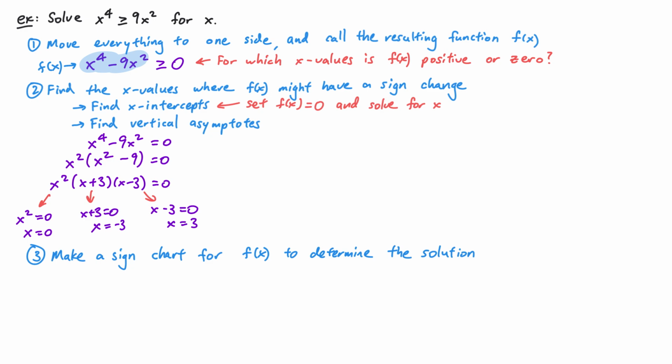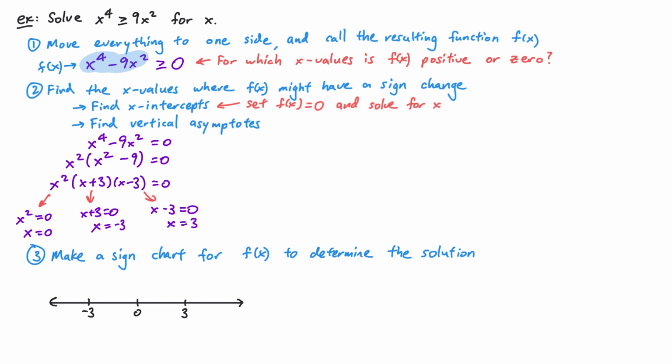To make our sign chart, we start by drawing our number line. And on our number line, we want to place our x-intercepts. So starting with the smallest one, we have negative 3, then 0, and then 3. This divides our number line into 4 different intervals. Keep in mind that these dividers are the only places where my function has a sign change. So everywhere in between, my function will have the same sign.